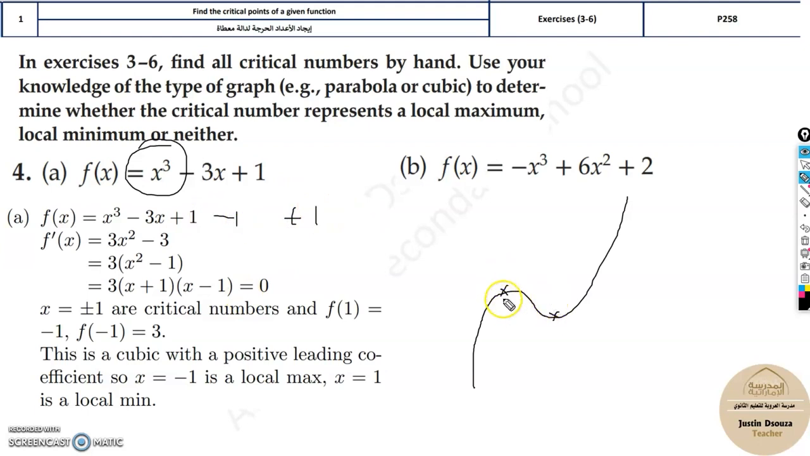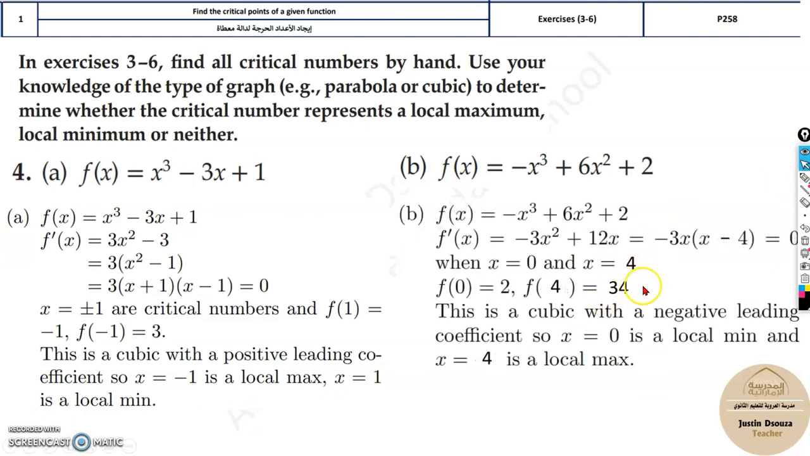So that is first over here. That will be the maximum, and this over here will be the minimum. X is 1, local minimum. X is minus 1, local maximum. Similarly, you can solve the others.